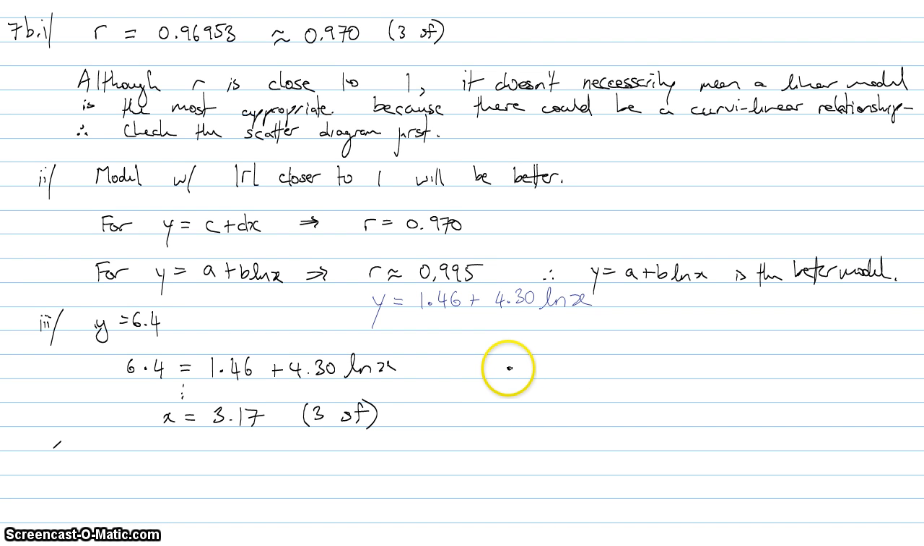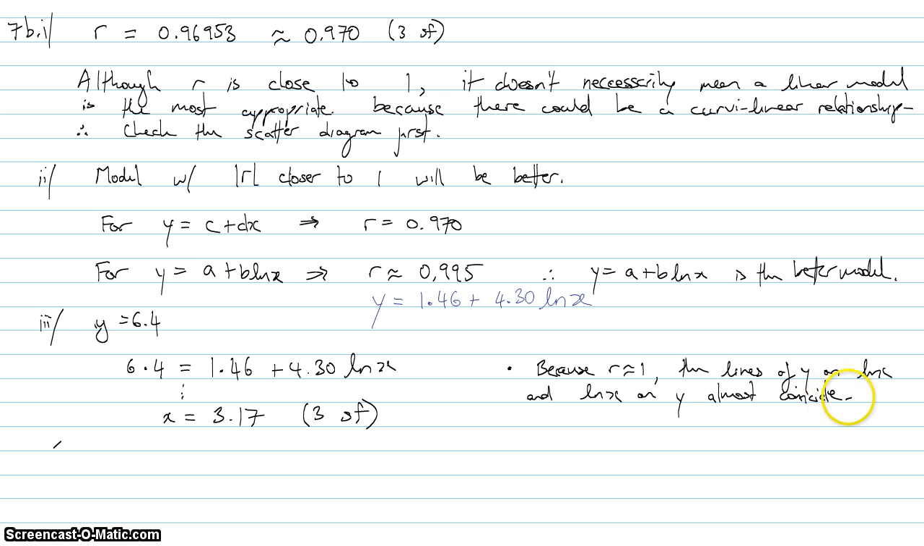In this case, because r is very close to 1, the lines of y on ln x and ln x on y almost coincide. So it doesn't really matter that we didn't use the graph of ln x on y, because the fact that they almost coincide means that y on ln x is a reasonable estimate.